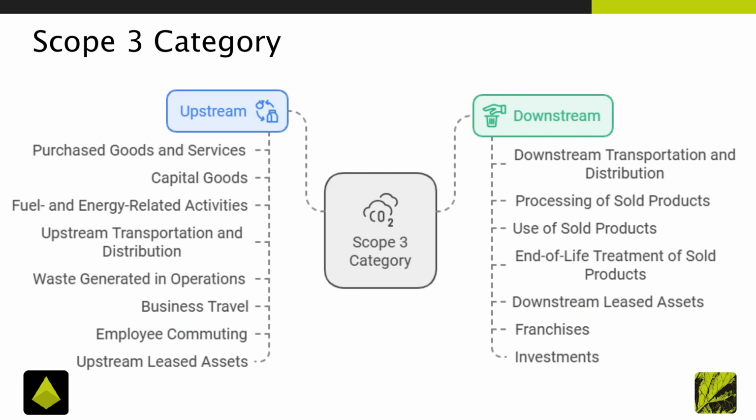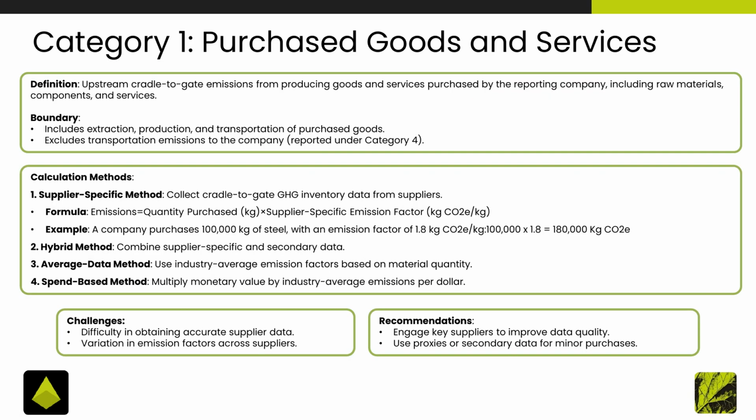Let's take a closer look at the Scope 3 categories, divided into upstream and downstream activities. Upstream includes everything from purchased goods and services to fuel-related activities and employee commuting. Downstream covers distribution, processing of sold products, use and end-of-life treatment, and even investments. Each category presents unique challenges and opportunities, helping us build a comprehensive approach to reducing emissions across the entire value chain. Let's dive into Category 1, Purchased Goods and Services.